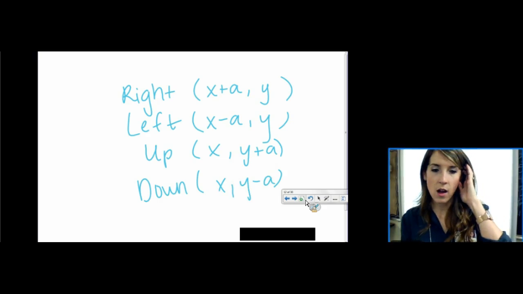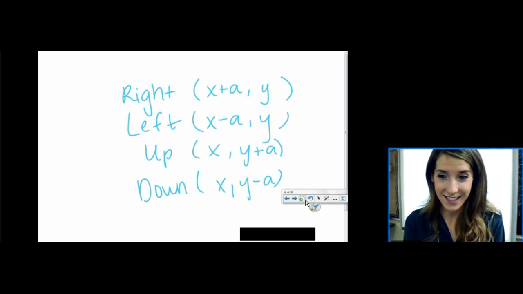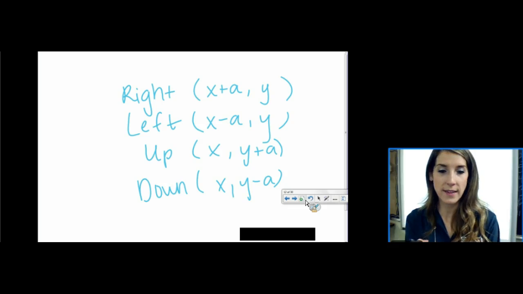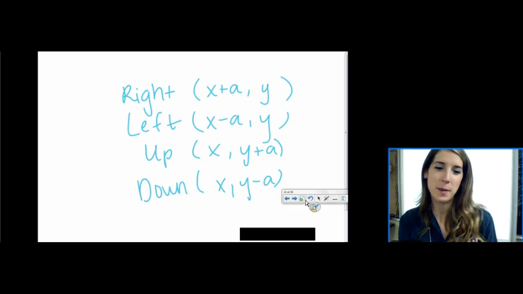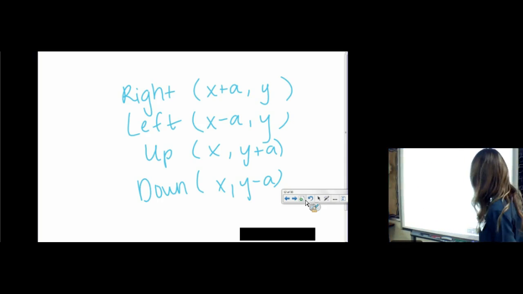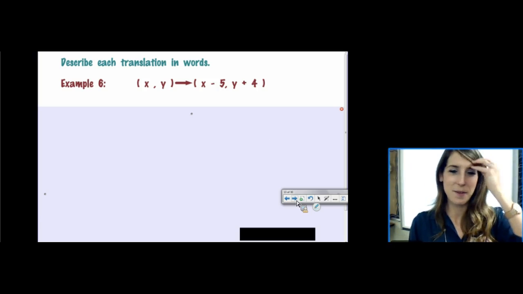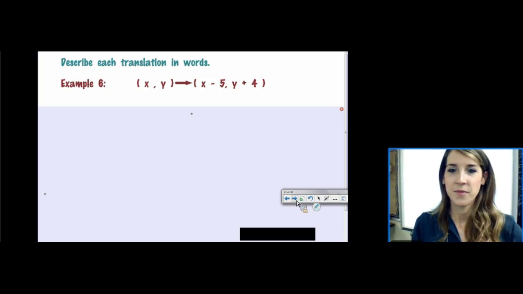So that's what you're writing on your notes page. You do not have to memorize these because it is common sense. You already knew how to do this before we even wrote the rules down. But that makes our notes page pretty to not have any holes, right? Okay. Let's try a few more translations, and then we will move on to reflections.